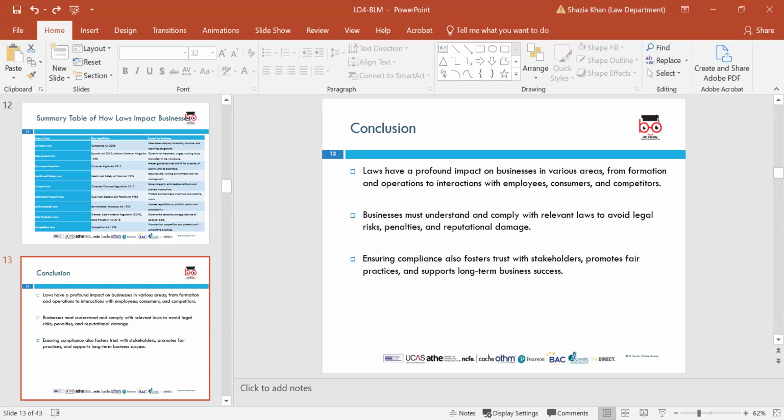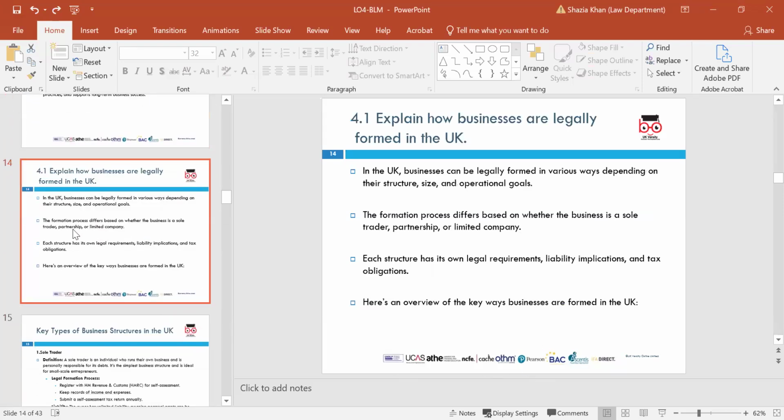Investing in business legal advice and guidance is investing in your business future. Ensuring compliance promotes fair practices, so you need to make sure you are compliant with all the laws in place. So now we're going to look at how businesses are legally formed.